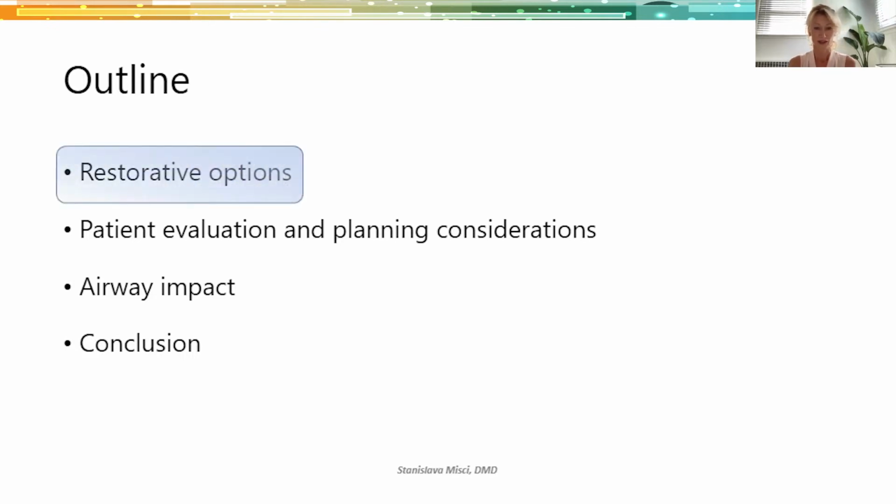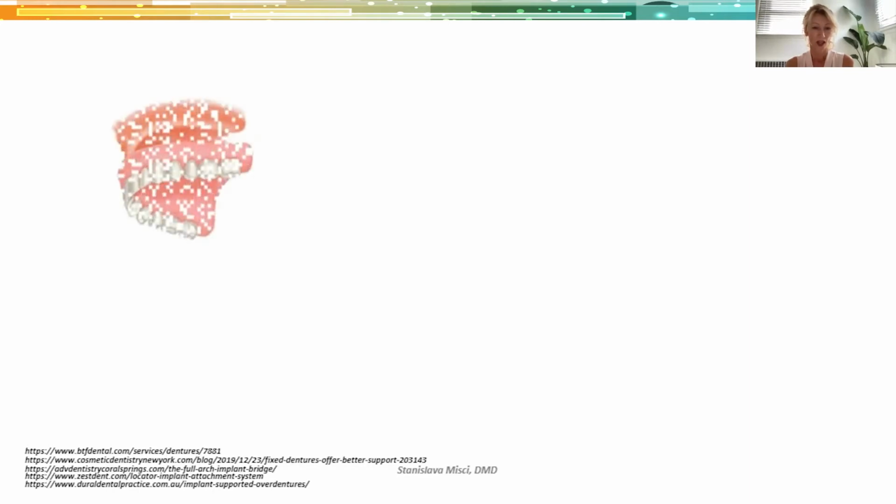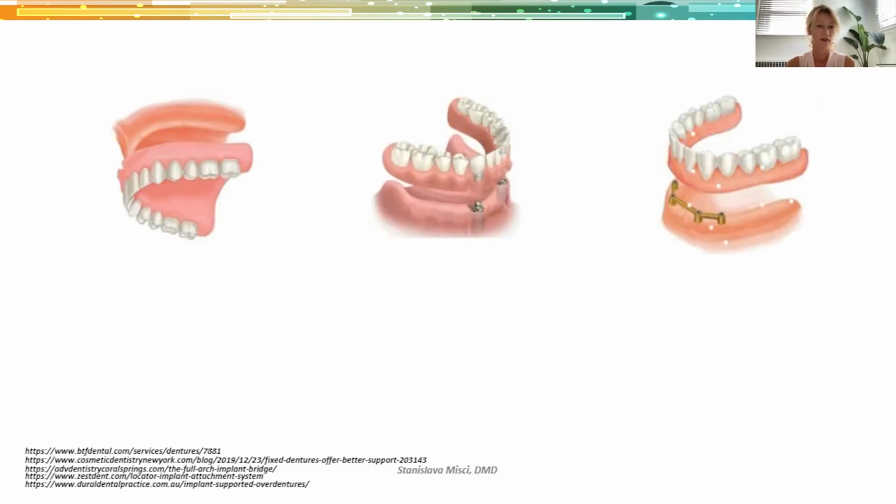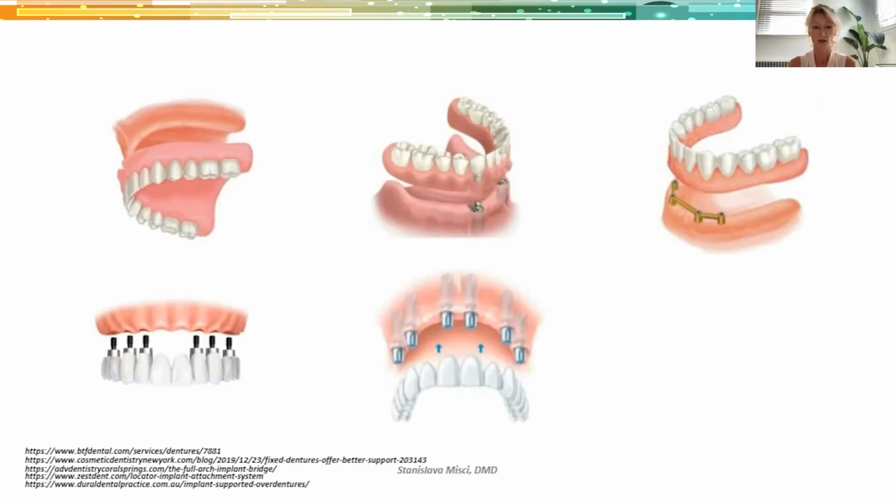Let's start with the restorative options. We all know we have fixed and removable options for the edentulous jaws. The removable range from conventional complete denture to stud overdentures to bar overdentures, whereas the fixed options are actually a more varied combination of things.